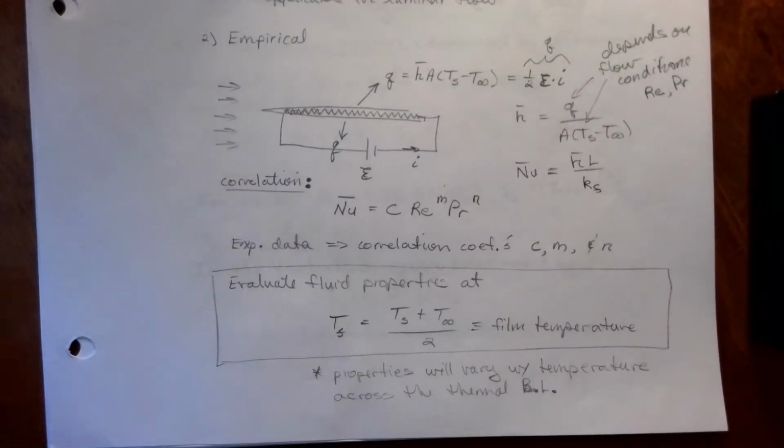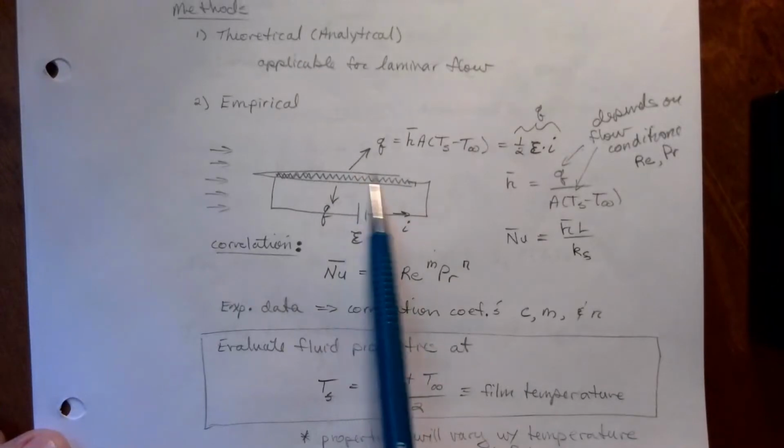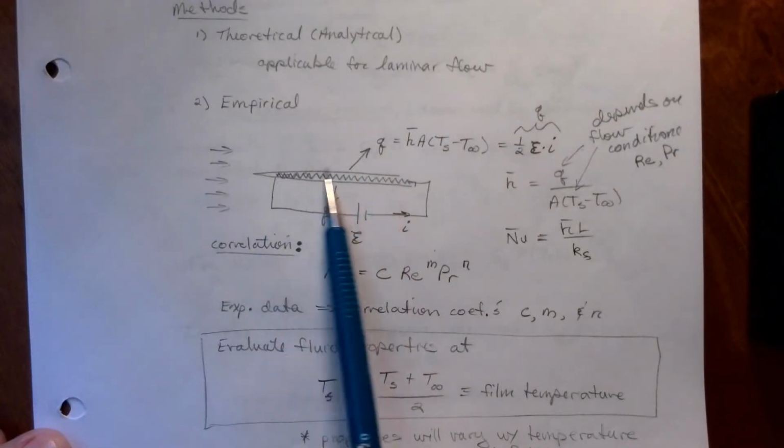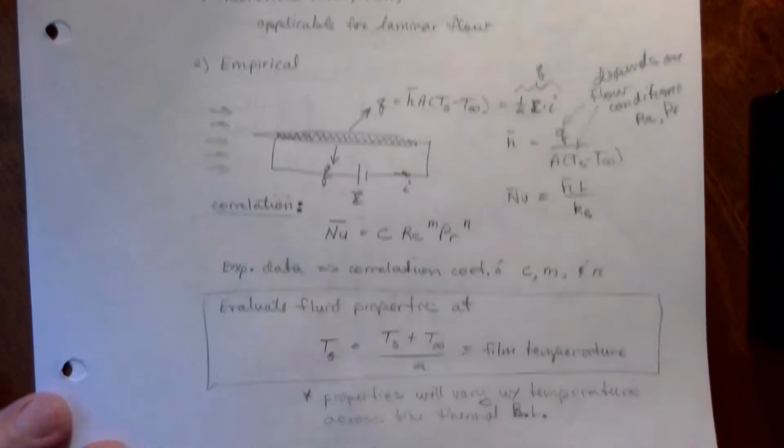And so you just have to be able to identify which correlation is best for your situation and how to use it. Because you may want to come up with h over only a portion of this rather than h bar over the entire domain.